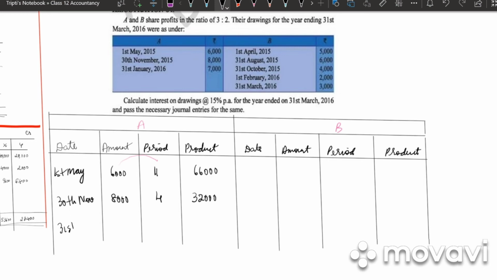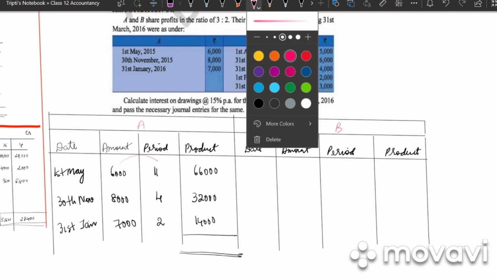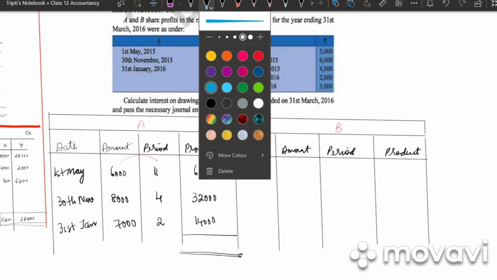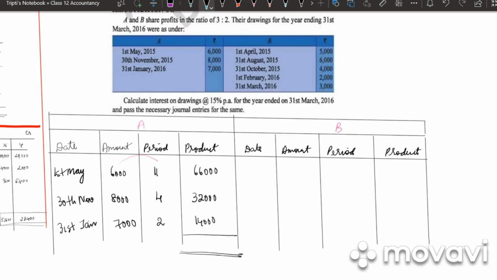Last they have given us 31st Jan, amount 7,000. How many months? Feb and March, 2. So we get 14,000. So what is the total product we get? We add all the products, 66,000, 32,000, 14,000. We get 1,12,000. Same way we do for B.